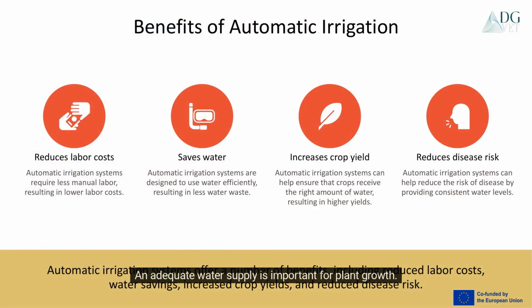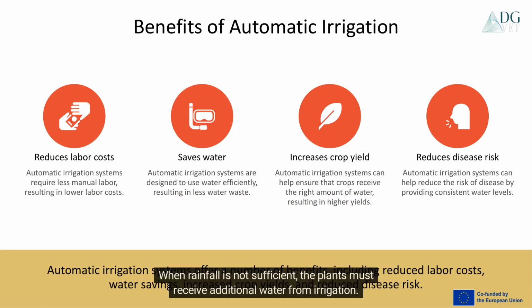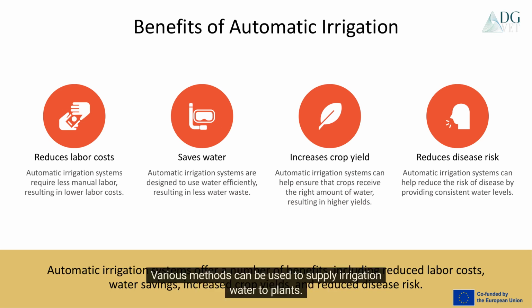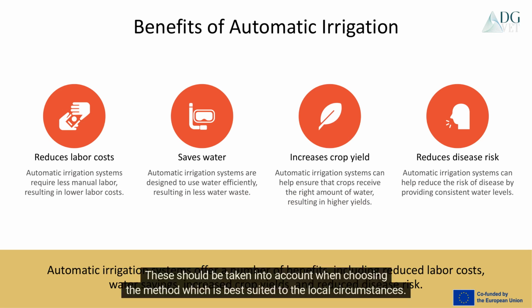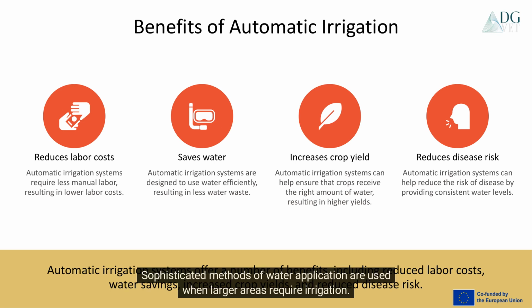An adequate water supply is important for plant growth. When rainfall is not sufficient, the plants must receive additional water from irrigation. Various methods can be used to supply irrigation water to plants. Each method has its advantages and disadvantages. These should be taken into account when choosing the method which is best suited to the local circumstances. Sophisticated methods of water application are used when larger areas require irrigation. There are three commonly used methods: surface irrigation, sprinkler irrigation, and drip irrigation.